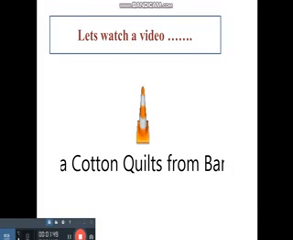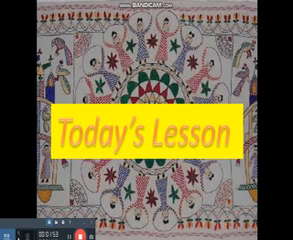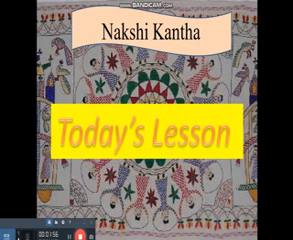Next we see what today's lesson is. Today's lesson is Nakshi Kantha. In our textbook there is a topic here. I think you have already seen this passage.